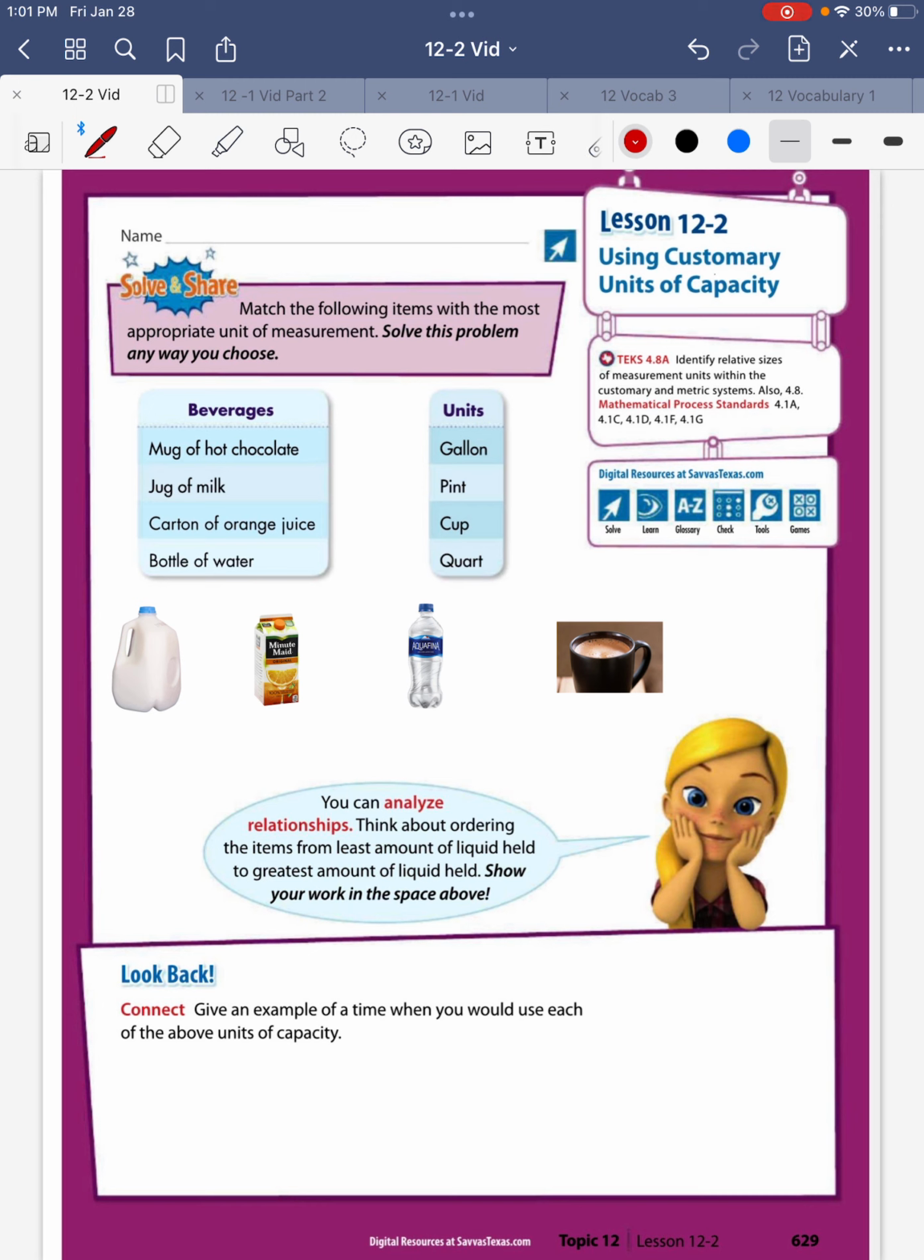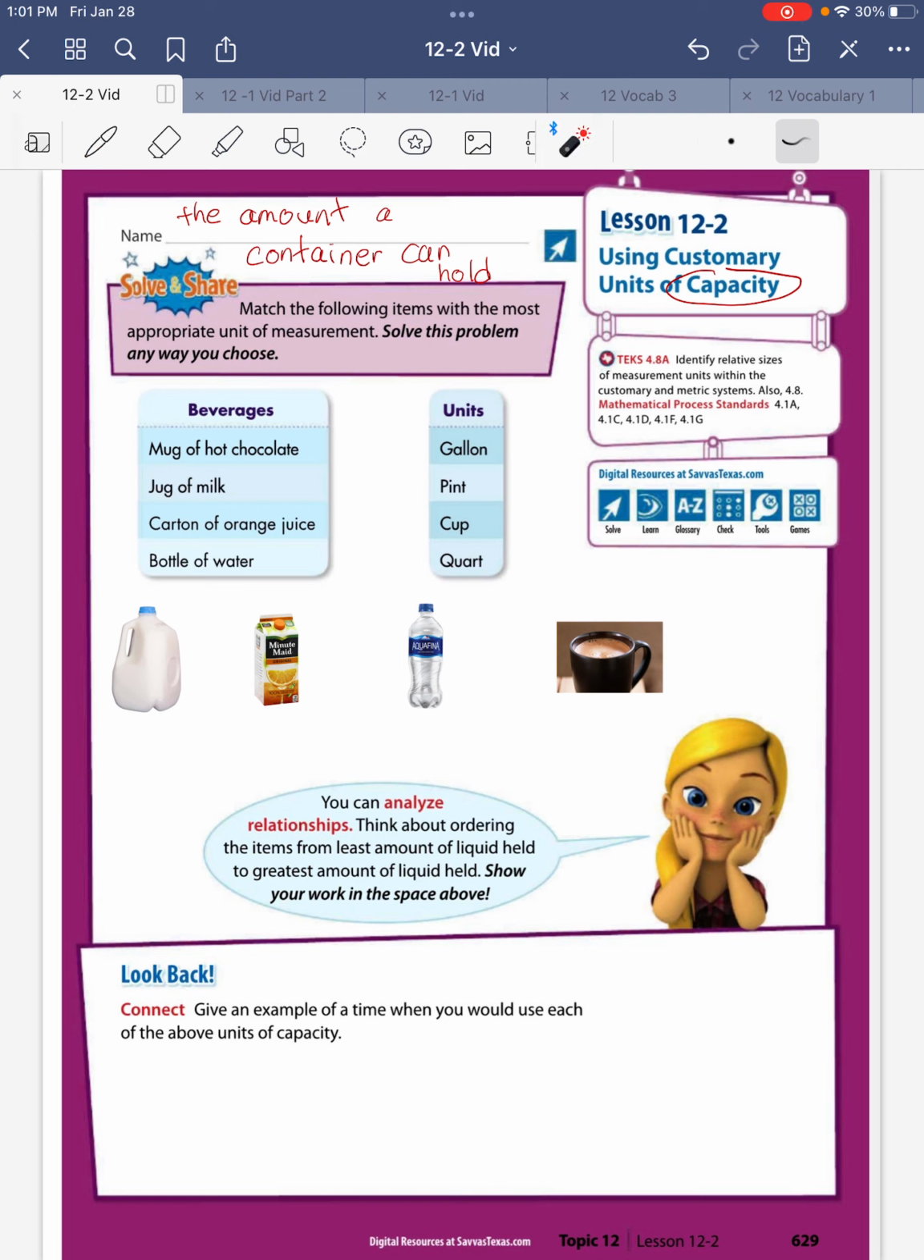So that's one of our vocabulary words. Capacity just means the amount a container can hold. Okay, so capacity just means the amount a container can hold.